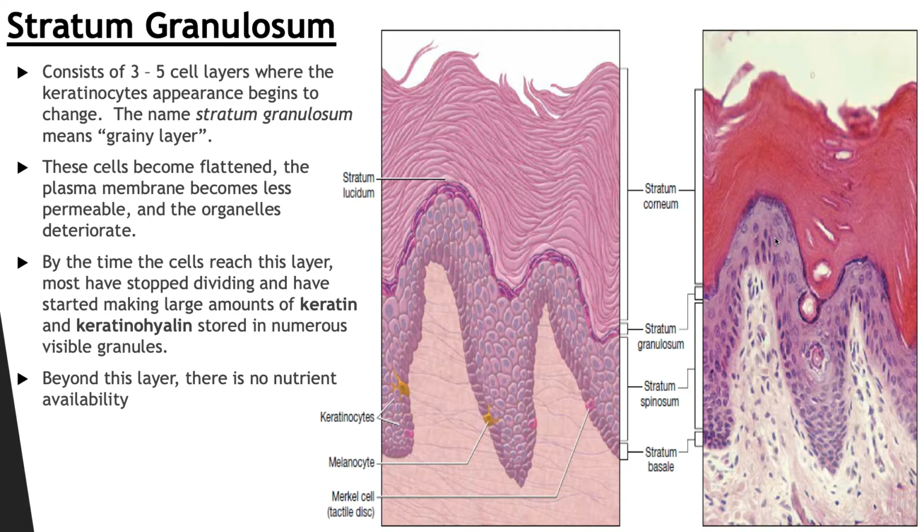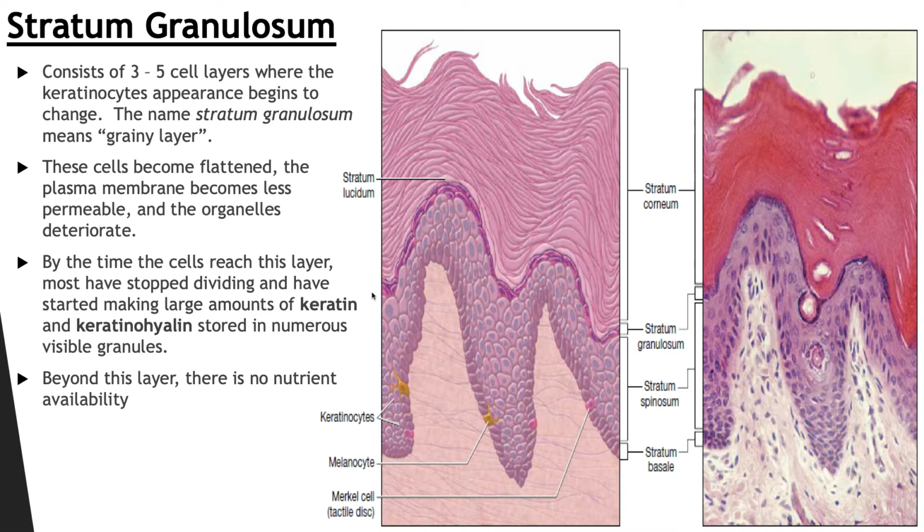So these cells become flattened and the plasma membrane becomes less permeable. Organelles begin to deteriorate at this time. Remember, we're going from top to bottom here. So we're going from dead skin cells down to alive ones. By the time the cells reach this layer, they've stopped dividing and they've started making a large amount of keratin, which is stored in numerous visible granules. You can see in the stratum granulosum how it's a very thick band here, and that's produced from the keratin that's in there.